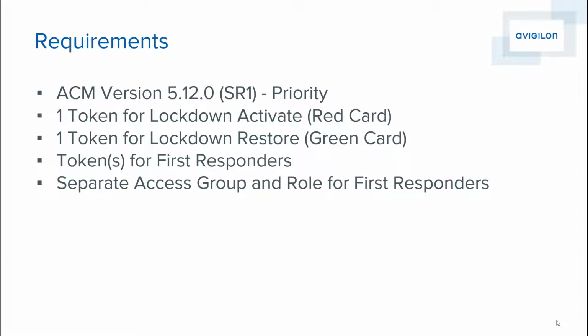Some of the requirements for this tutorial: you will need version 5.12.0 of ACM, which introduced the priority actions for global actions. We will need one token for the red card, one token for the green card, and tokens for first responders. And you will need separate access groups and roles for the first responders versus your normal access users.